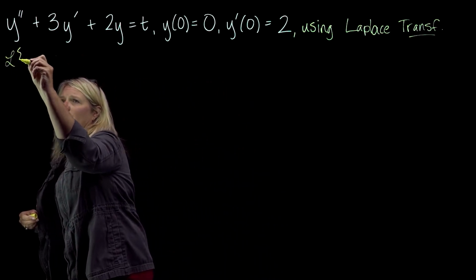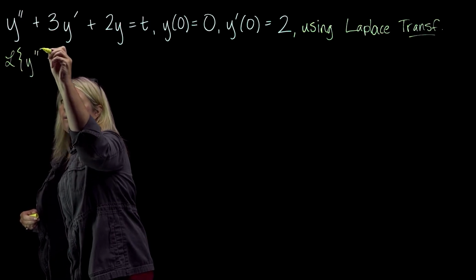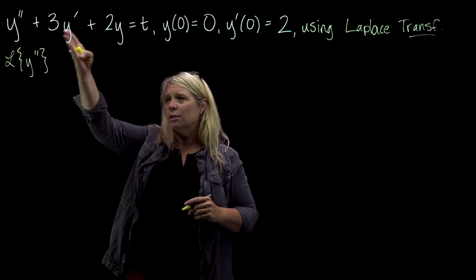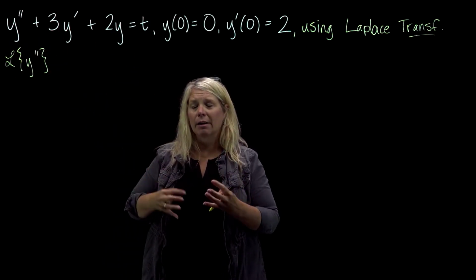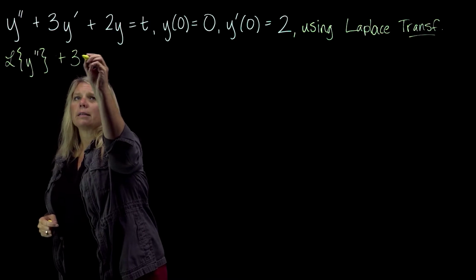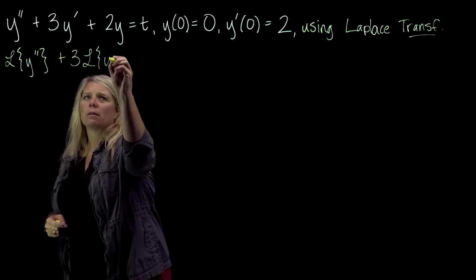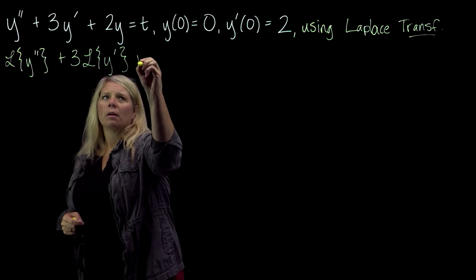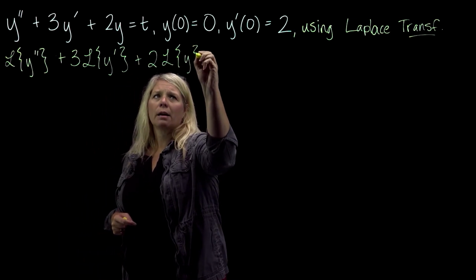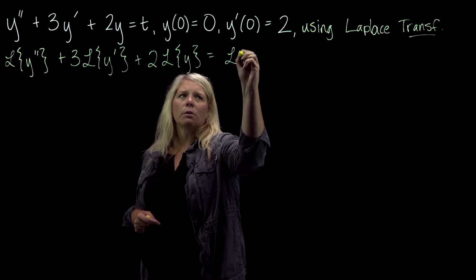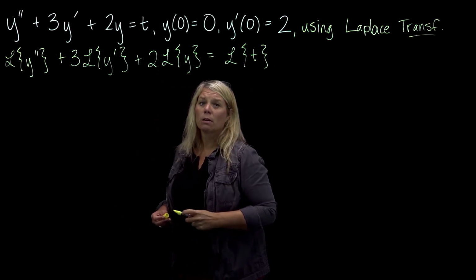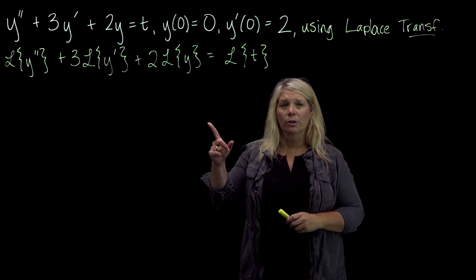So I'll have the Laplace transform of y double prime. And then instead of the whole left side here, I've chunked this term by term. I've used part of that linearity property. And then I'm going to pull the 3 out, plus the Laplace transform of y prime, plus 2 times the Laplace transform of y. And then that should equal the Laplace transform of t. Okay, so Laplace transform of both sides of the equation.